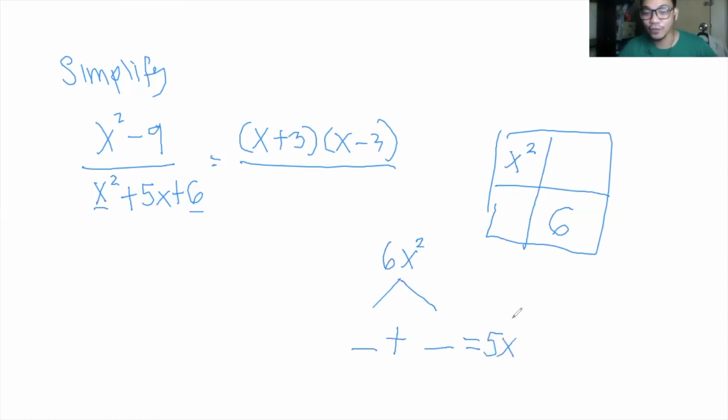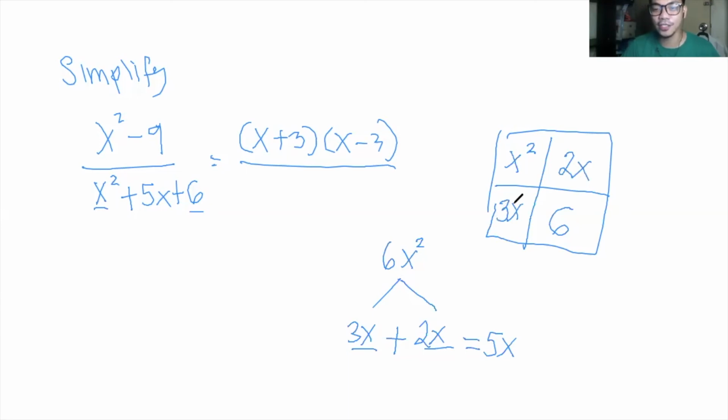Okay, can you think of a number now that the product is 6x squared and the sum is 5x? If you're thinking 3x and 2x, that is correct. When we multiply 3x and 2x, it will give us 6x squared. And when we add 3x and 2x, it will also give us 5x as a result. Therefore, we put here those two terms. And also, these two terms can interchange.